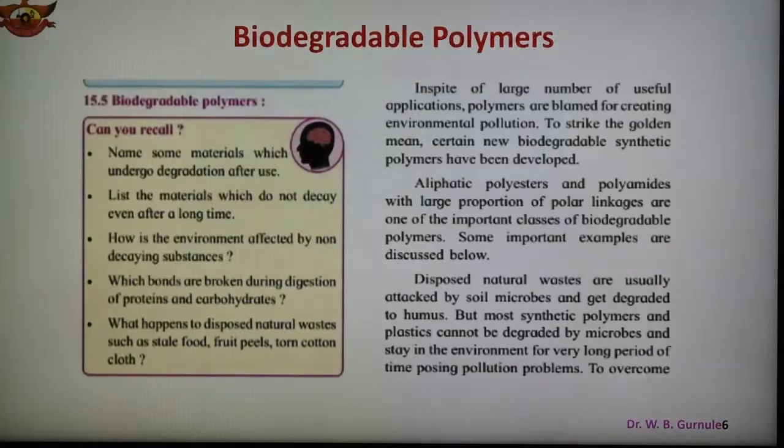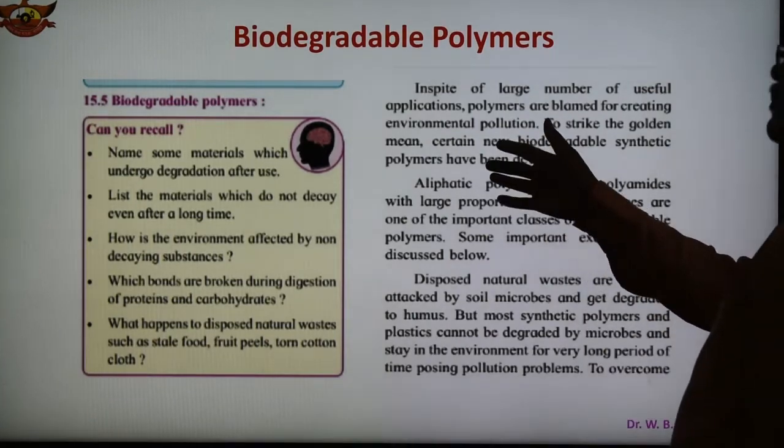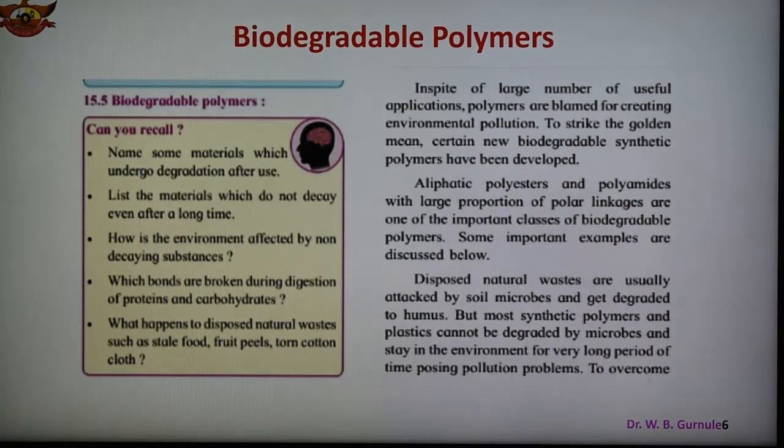And the next slide shows biodegradable polymers. As we know, polymer waste is causing environmental pollution. Nowadays there is a ban on polymeric materials, so plastic materials. Scientists are now trying to solve this problem, and they have synthesized some biodegradable polymers artificially.